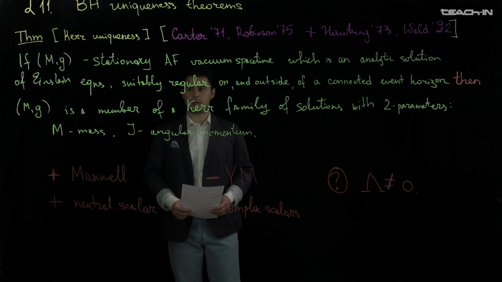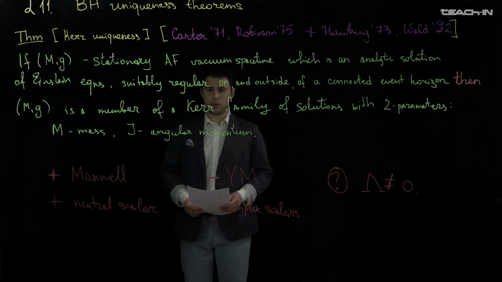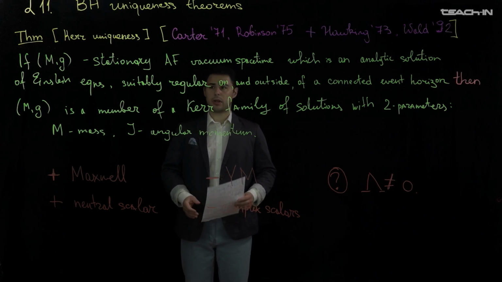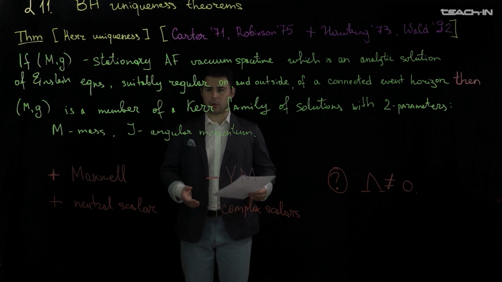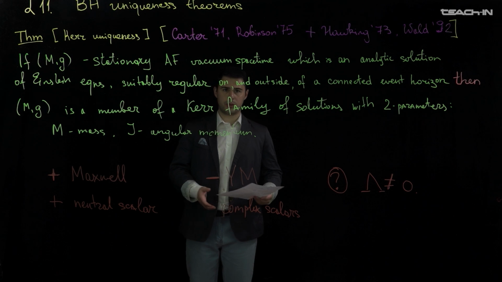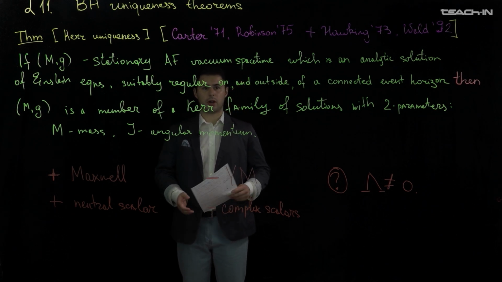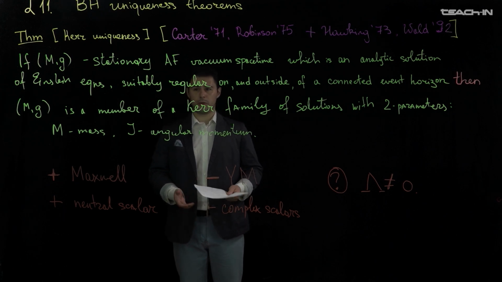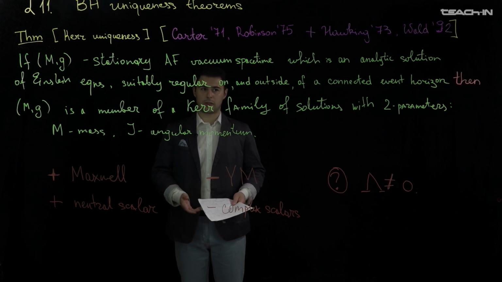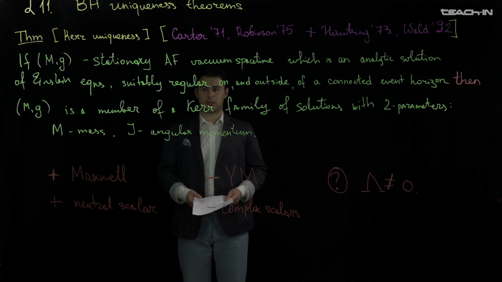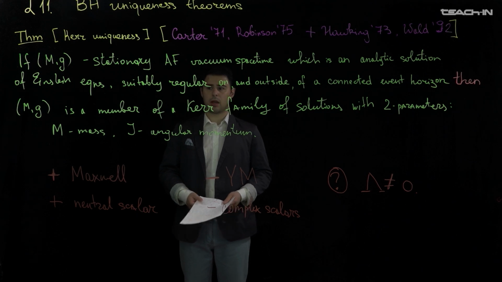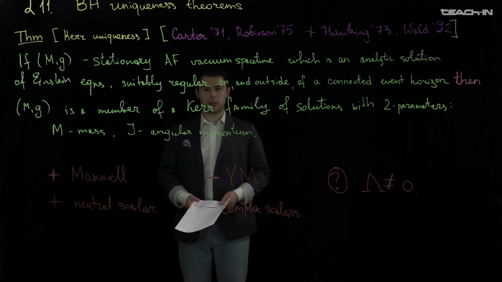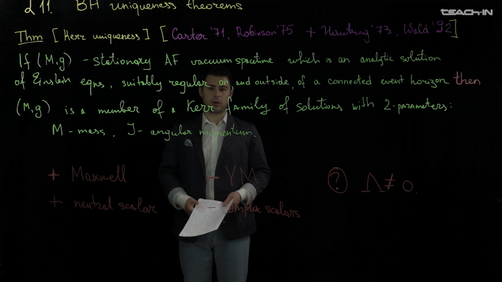The Kerr black hole is the unique stationary black hole under a number of assumptions. So, in the theorem on the screen, I have merged two theorems, by Carter and Robinson and by Hawking and Wald together. So if you take a stationary asymptotically flat spacetime, which is an analytic solution of Einstein equations and sufficiently regular around the event horizon, then this solution of Einstein equations is isomorphic to a Kerr solution.